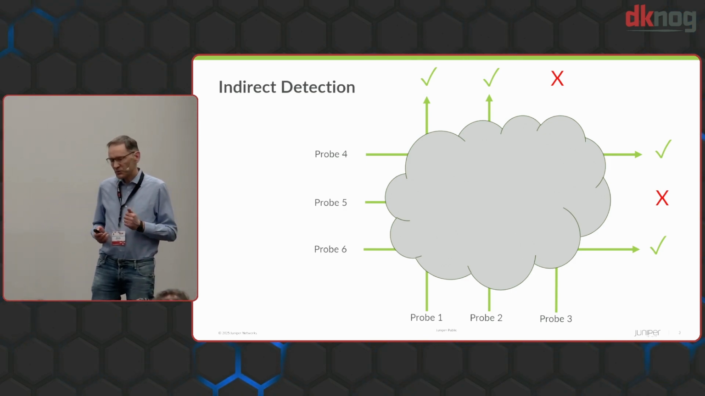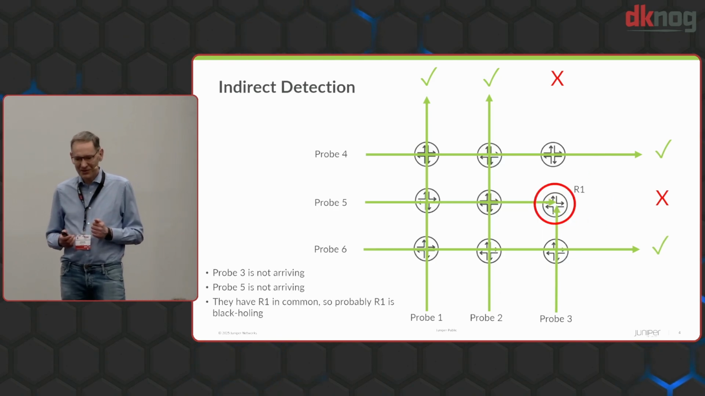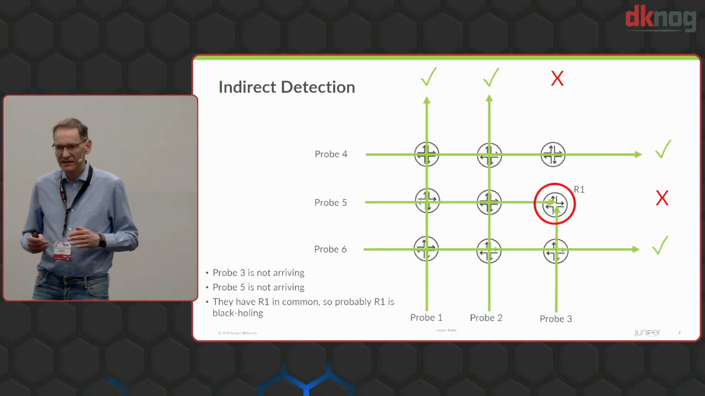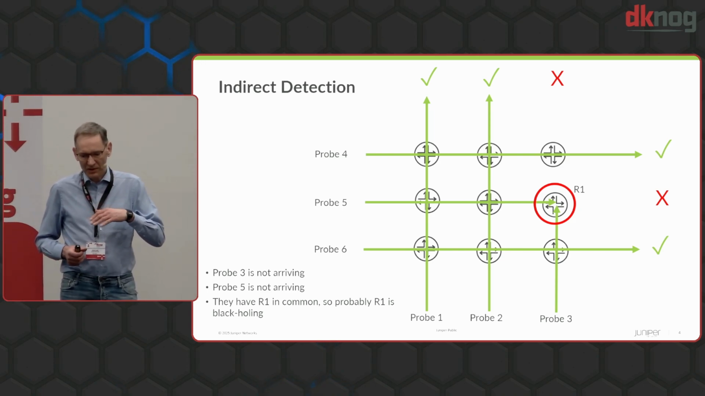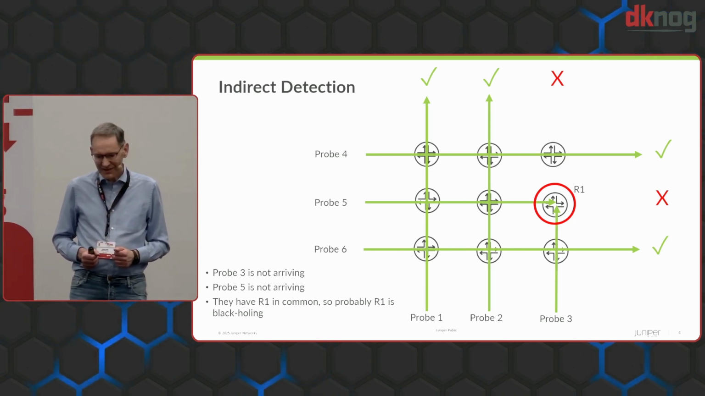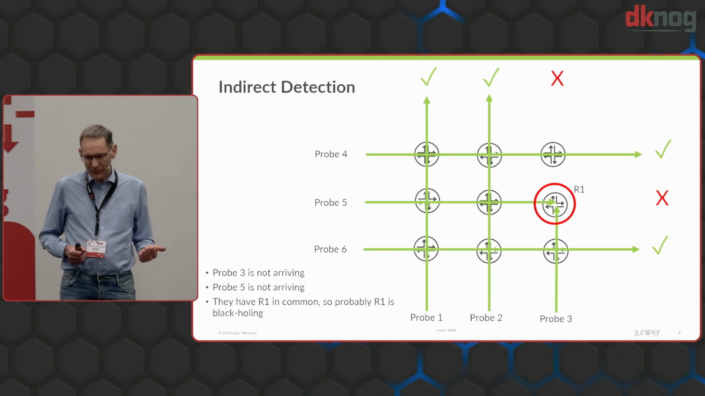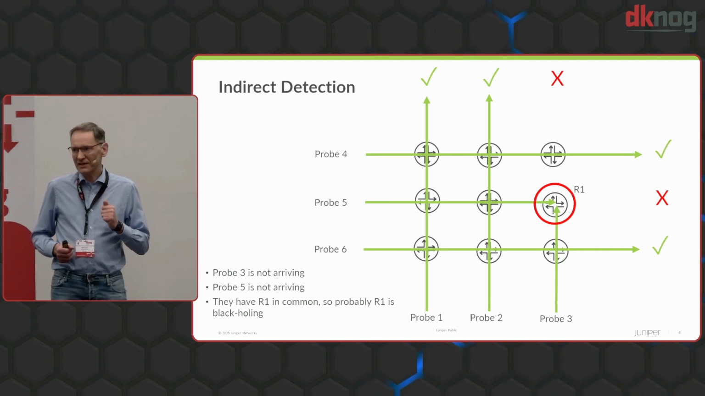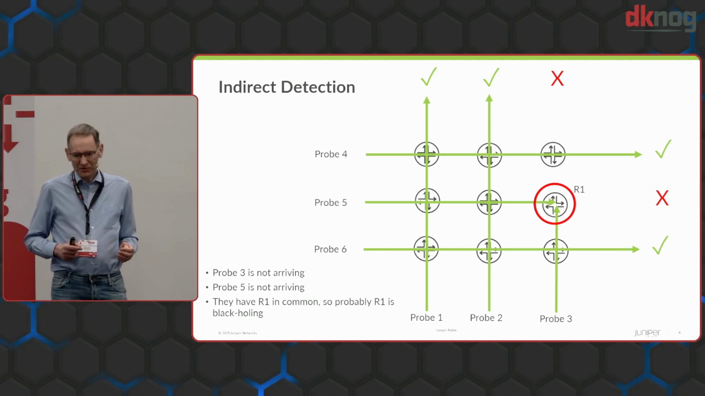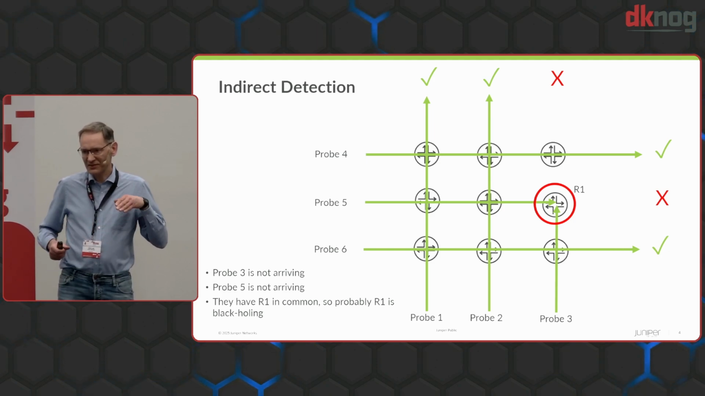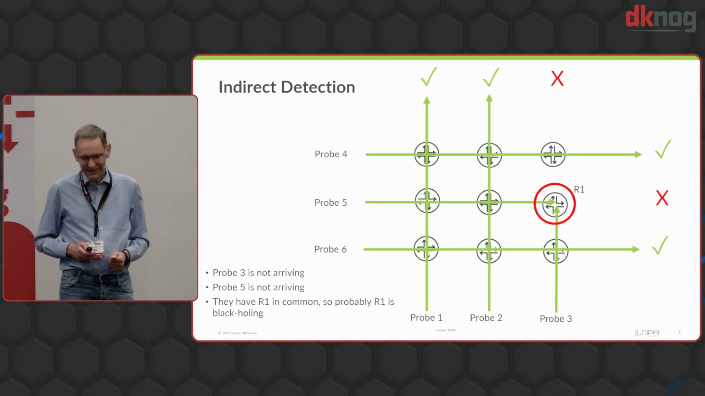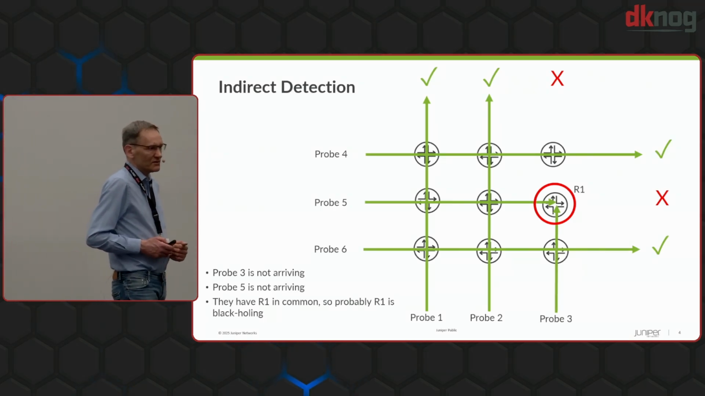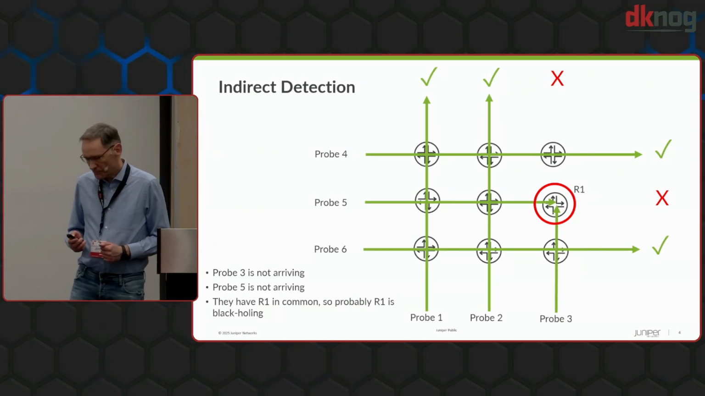And so what one does with indirect detection is to do some triangulation. And so knowing the topology of the network and the way the probes are traveling through the network, you can see that both probe 5 and probe 3, which were the ones that were lost, have got R1 in common and only R1 in common. And so it's reasonable to assume that probably R1 is the culprit, and you start investigating R1 a bit further. And so that's the sort of triangulation method that's used for indirect detection.